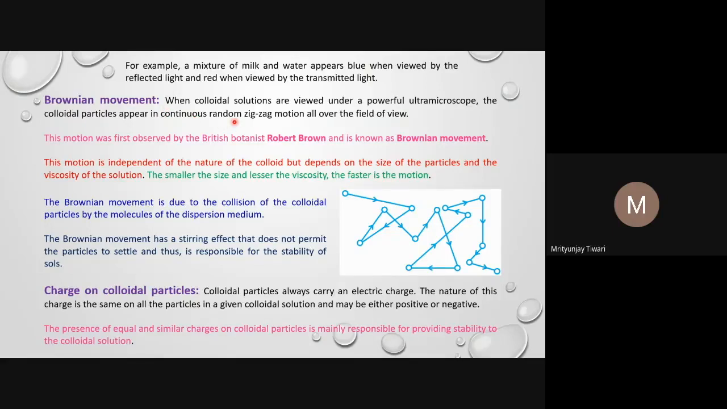Then we discuss Brownian movement. Colloidal particles are in continuous random motion, and that we call Brownian motion. We have also seen that Brownian motion is mostly due to the collision of the particles of the dispersion medium with the colloidal particles, that is, the particles of the dispersed phase.